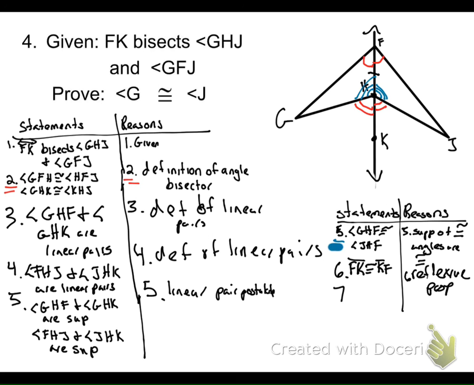Okay, number 7, we have that triangle GFK is congruent to triangle JFK. And we know this because right now, as it stands, you have an angle, an included side and an angle, so that's angle, side, angle. And then number 8, we're interested in what we're trying to prove, that angle G is congruent to angle J. And we know this for corresponding parts of congruent triangles are congruent.